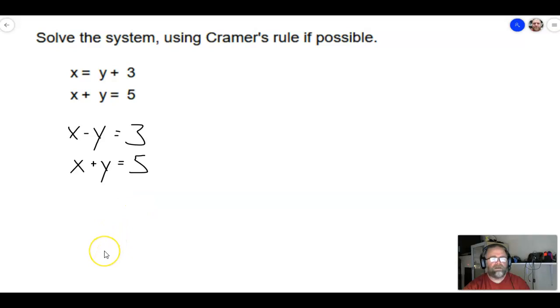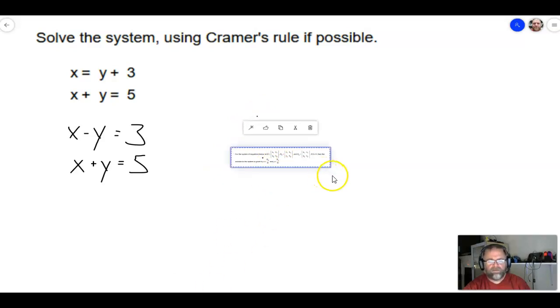Now we can actually solve this really easily by elimination by addition or even substitution. But we want to learn Cramer's rule because Cramer's rule is good for larger matrices, especially like 3 by 3 matrices. All right.